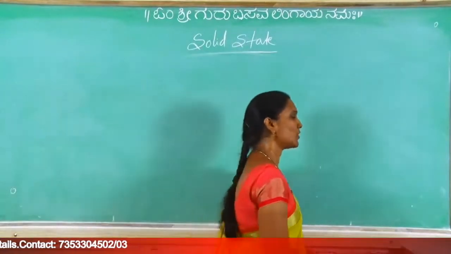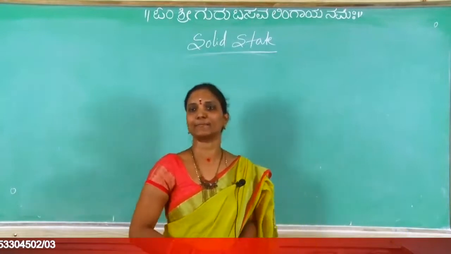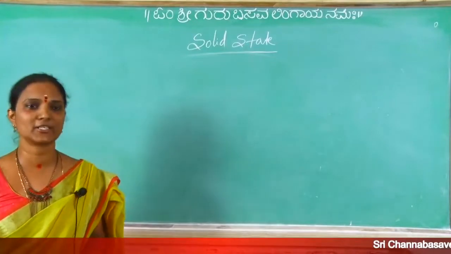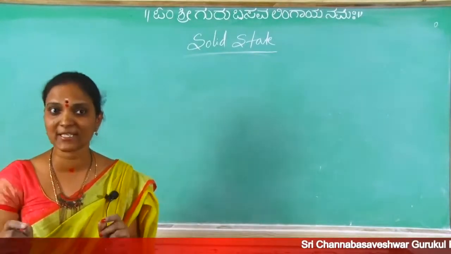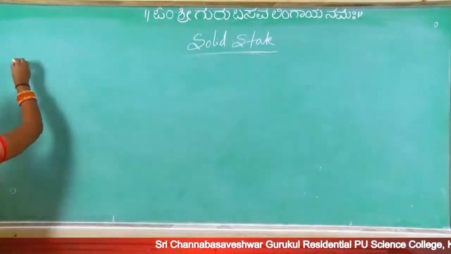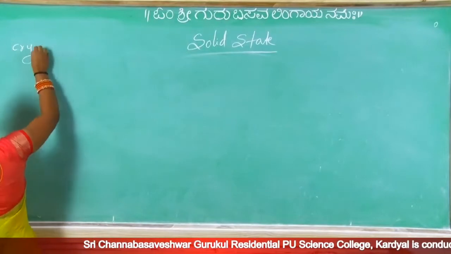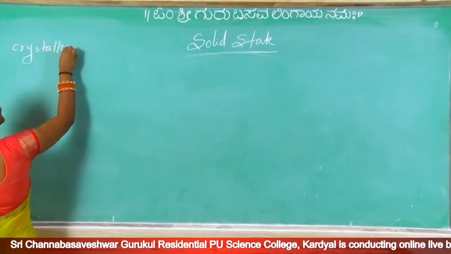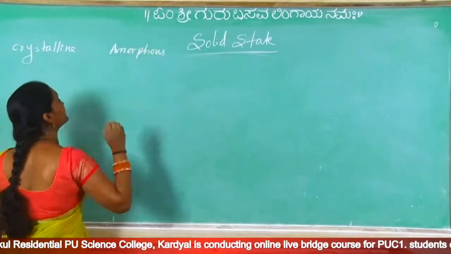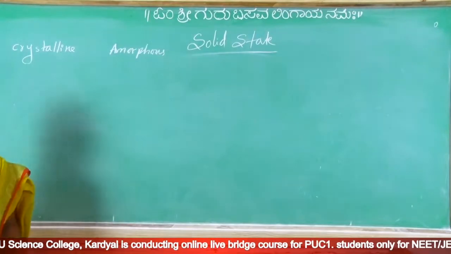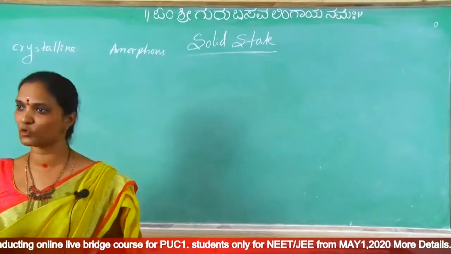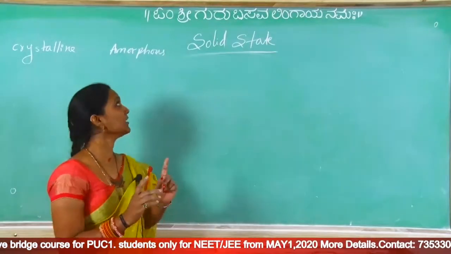Now, what are the different types of solids? The first concept we are learning is the different types of solids. Solids are majorly divided into 2 types: crystalline solids and amorphous solids. So the first concept in this chapter is the classification of solids, types of solids: crystalline solids and amorphous solids.